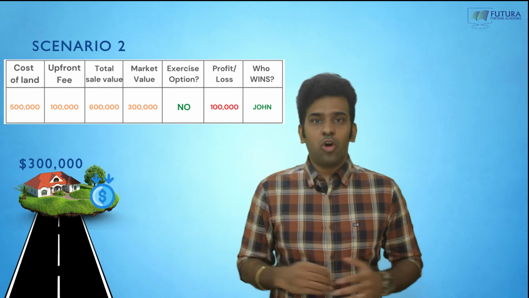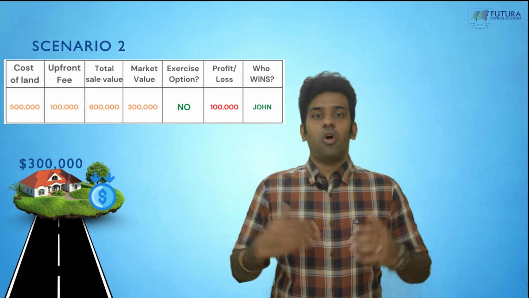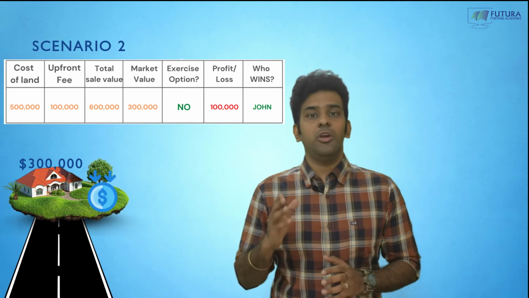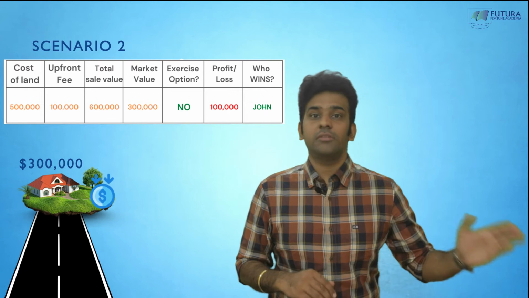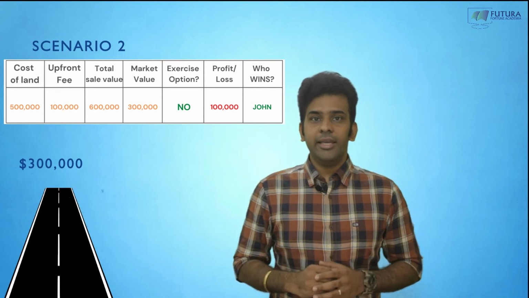So he can forego that particular money and he can walk off this deal. So his loss will be only $100,000 and not $300,000. So clearly, in this situation, David loses and John wins, since the value of the price has gone down and John earns $100,000 as a profit. However, David loses $100,000 as a loss because he has walked off the deal.